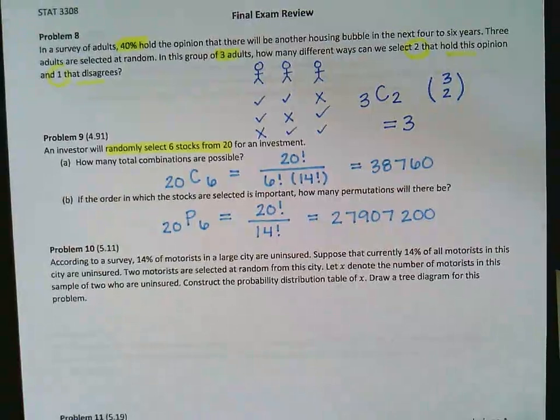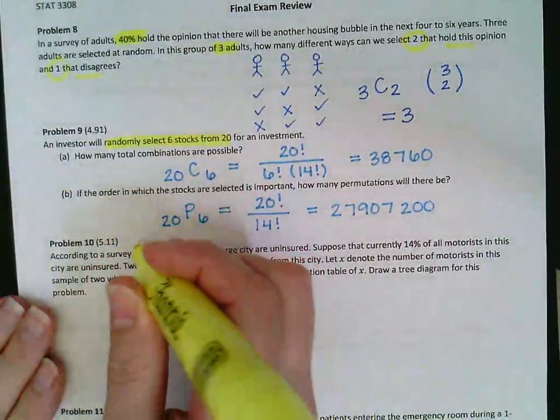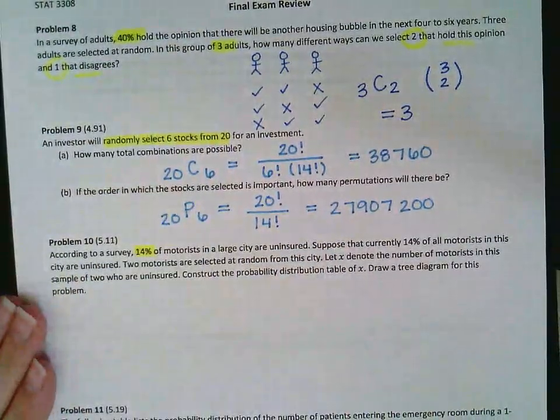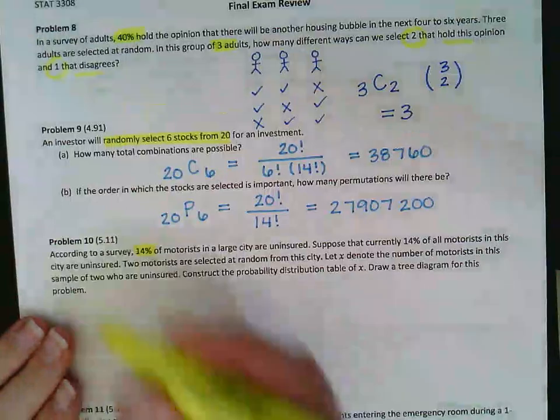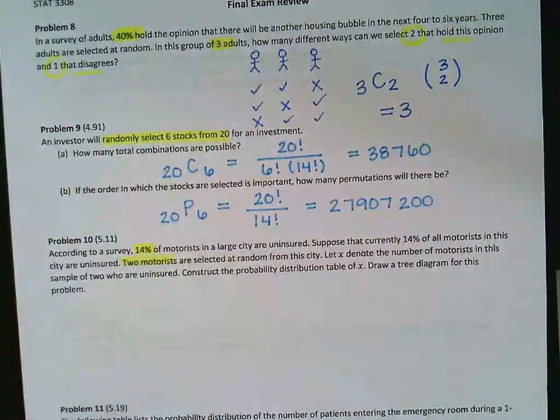All right, looking at problem 10, according to a survey, 14% of motorists are uninsured. Suppose that currently 14% of all motorists in the city are uninsured. We're going to select 2 motorists, okay, at random. Let X denote the number of motorists in this sample of 2 who are uninsured. We're going to find a probability distribution of X.